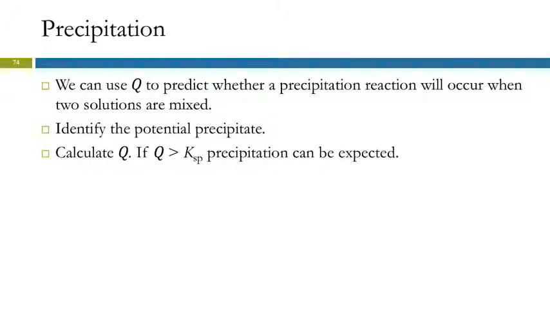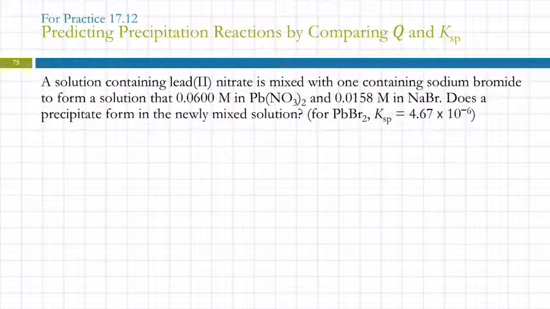So we can use Q to predict whether a precipitation reaction will occur when two solutions are mixed. So we need to identify the potential precipitate and calculate Q and compare it to KSP for that potential precipitate. If Q is larger than KSP, then we anticipate that precipitation will occur. Let's do an example. A solution containing lead-2 nitrate is mixed with one containing sodium bromide to form a solution that is 0.0600 molar in lead nitrate and 0.0158 molar in sodium bromide. Does a precipitate form in the newly mixed solution?